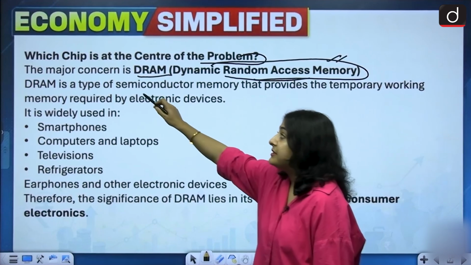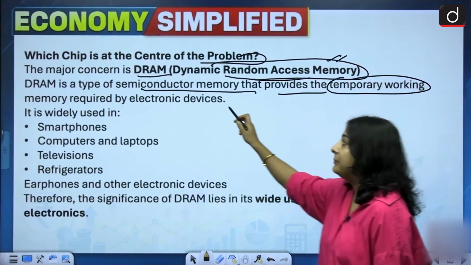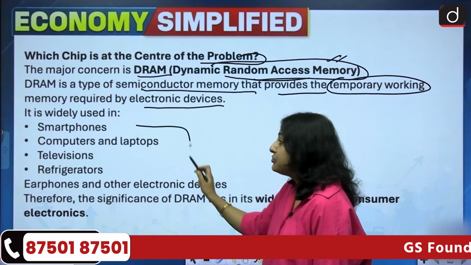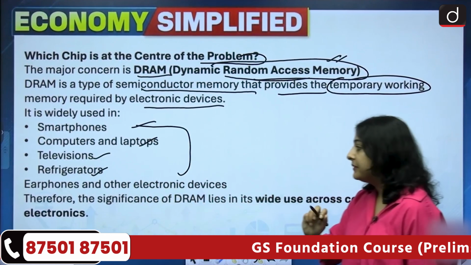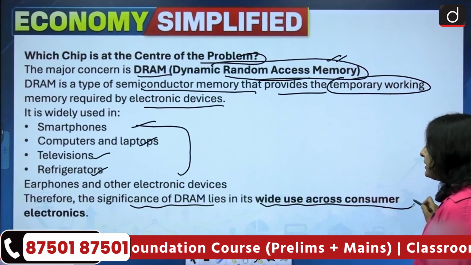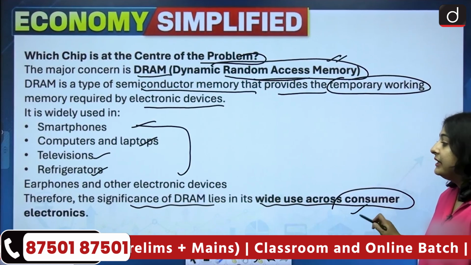Okay, DRAM is a type of semiconductor memory that provides a temporary working memory required by electronic devices. Now this DRAM is widely used in smartphones, computers, laptops, televisions and refrigerators. Therefore, the significance of DRAM lies in its wide use across the consumer electronics.